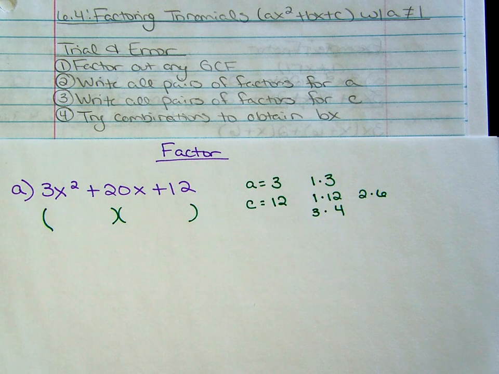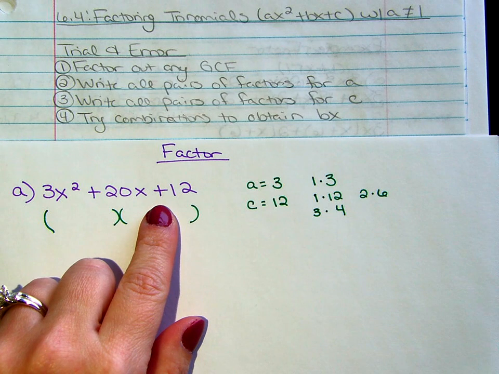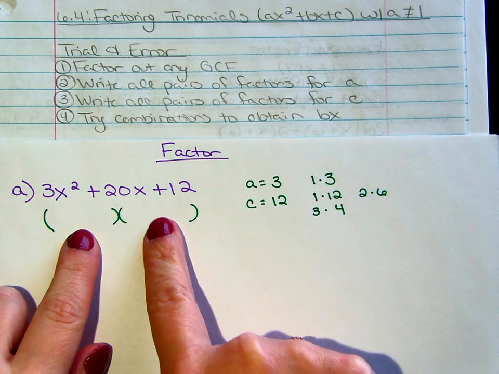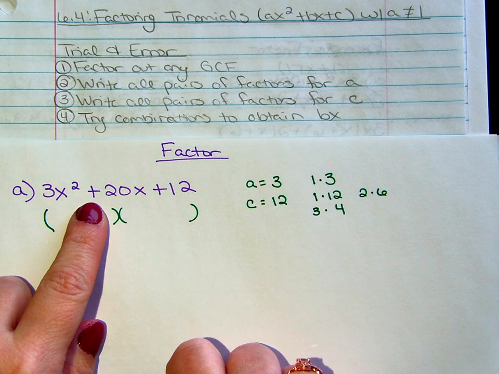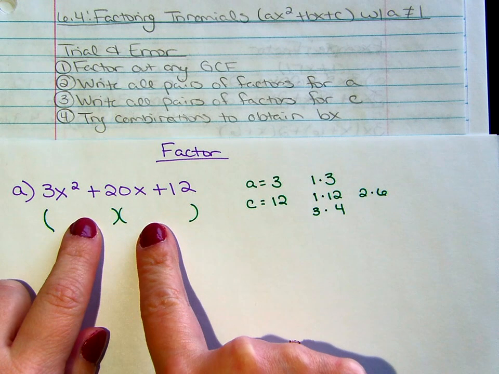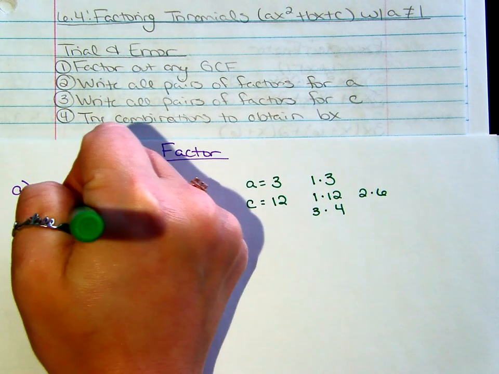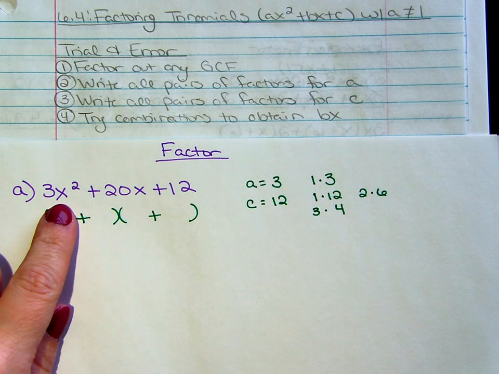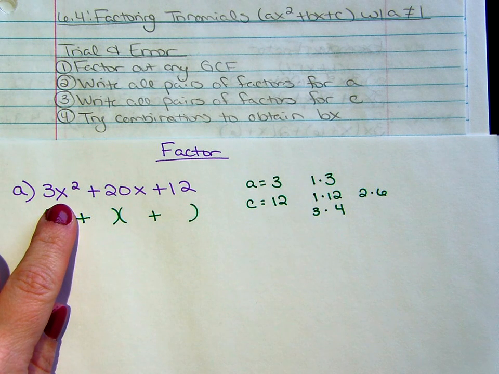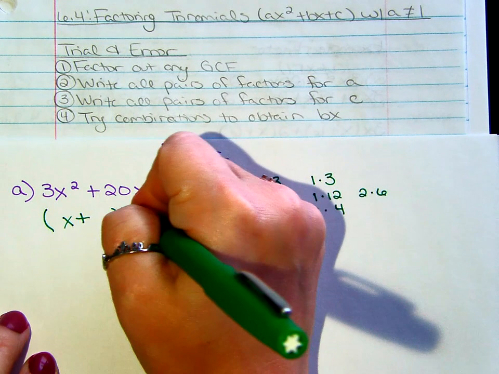I further know, because my sign in front of my C is positive, that the signs inside of here are going to be the same. Since my sign in front of my B is also positive, I know these are going to be plus plus. So I can go ahead and put that in. And I know my first term is an x squared. So just like last time, I know I'm going to have an x and an x.